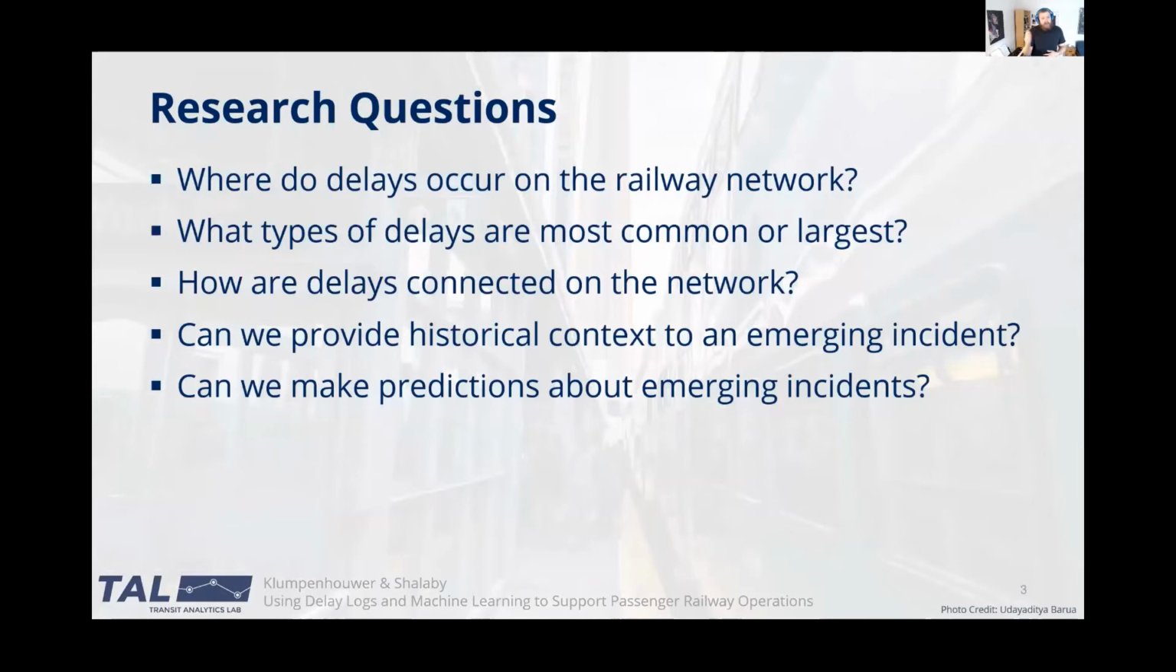The goal here is to use this data set to look at where delays occur on the network, what types of delays are most common or largest, how these delays are connected to each other, or how locations on the network are connected to each other through these delays. Then we want to see if we can provide some historical context, some institutional knowledge about an emerging incident, so provide some evidence or information from the past. And then, of course, we want to try and make some predictions about emerging incidents. I'm just going to run through a bunch of results of those. We won't get too much into the methods.